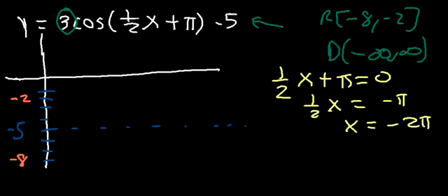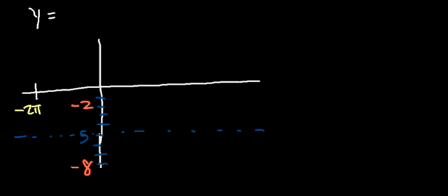Which I should have extended the graph here. So let me redraw it. Okay, so here's -5, -2, -8. So here's -2 pi. And here is our midline. And I'm just going to rewrite the equation.